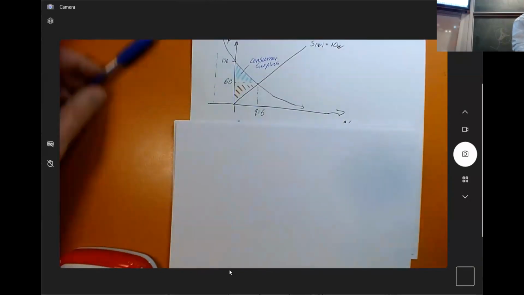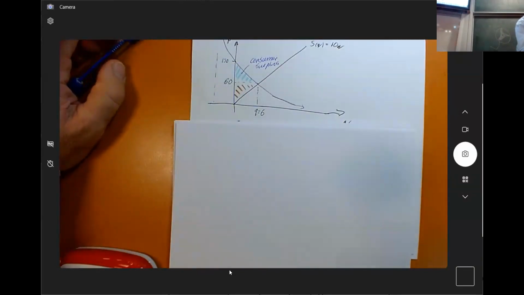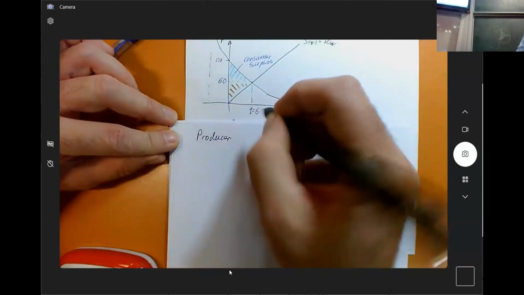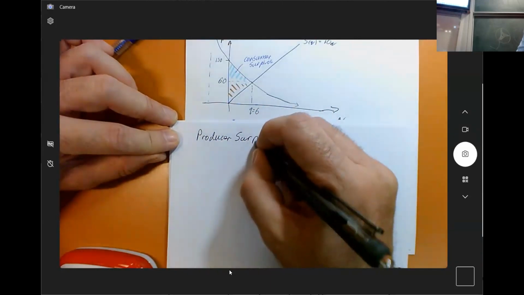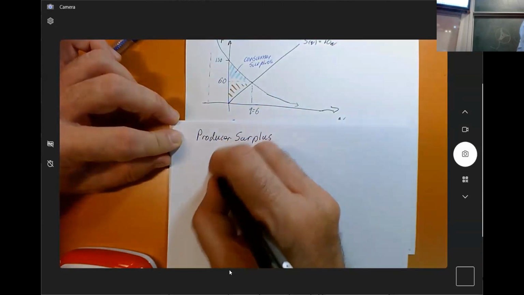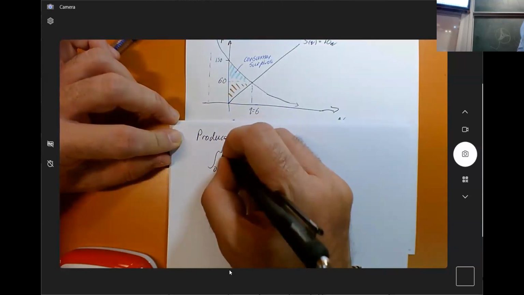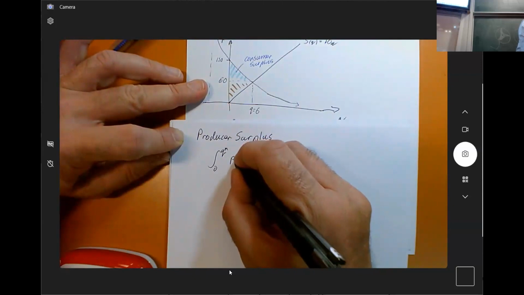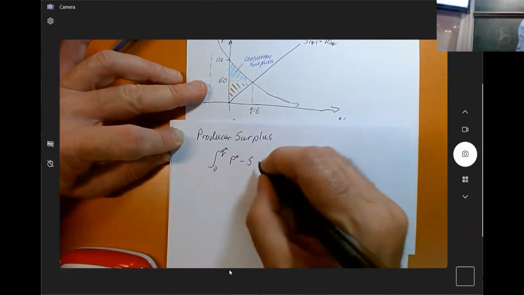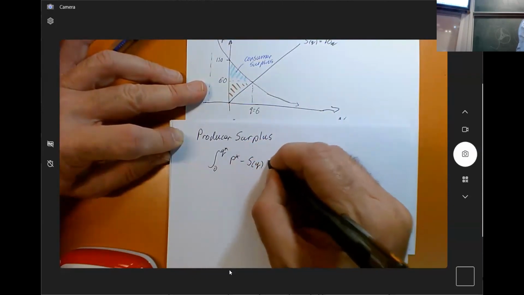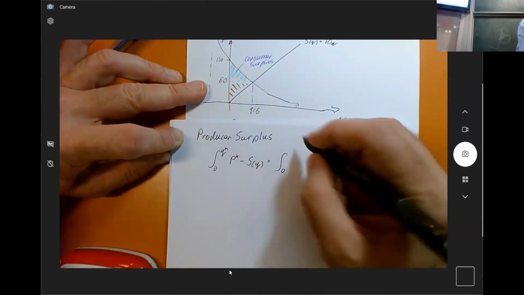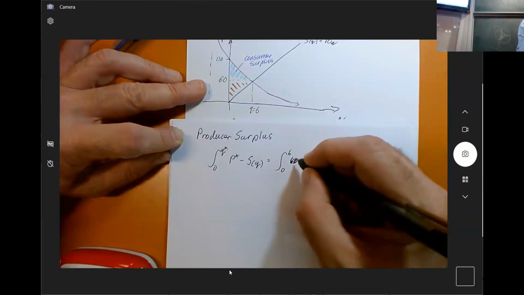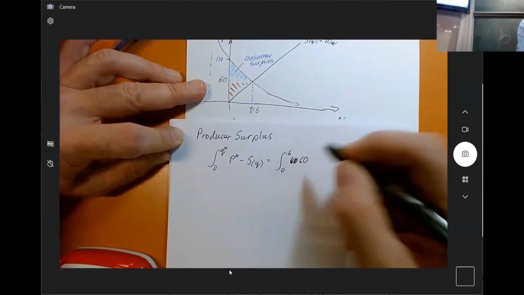And so when we come down to doing producer surplus, that's going to be the integral from 0 to q star of, and this is where we go p star minus the supply curve. So we just put in the values, 6, this was 60. Oh, yeah, no, it was 60.